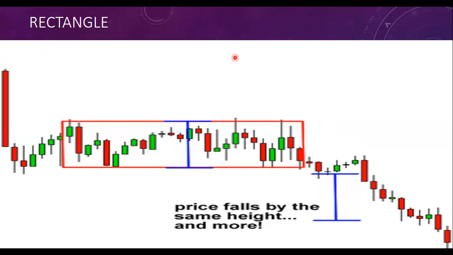Okay, so the rectangle here, as you see, it's like a support and resistance of the price. So this is the sideways curve, right, Mohammed? Sorry? This is the sideways curve, right? Sideways curve or rectangle is the same. Okay. So it's like a resistance and support for the price.